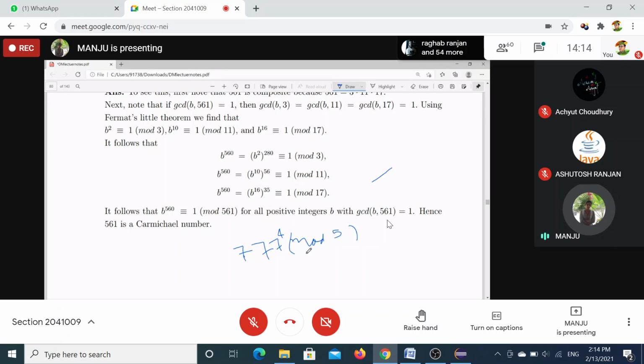B raised to power n mod m. Okay, we need this one. But I can directly give you the answer that it will be 1. Why is it so? P is prime. I have just checked that P is prime, right? And this number is not divisible by P, and this number is P minus 1. So the necessary condition for Fermat's little theorem is P should be prime and A is not divisible by P. Then we can directly write A raised to power P minus 1 modulo P as 1. Clear? So this type of questions may be there.